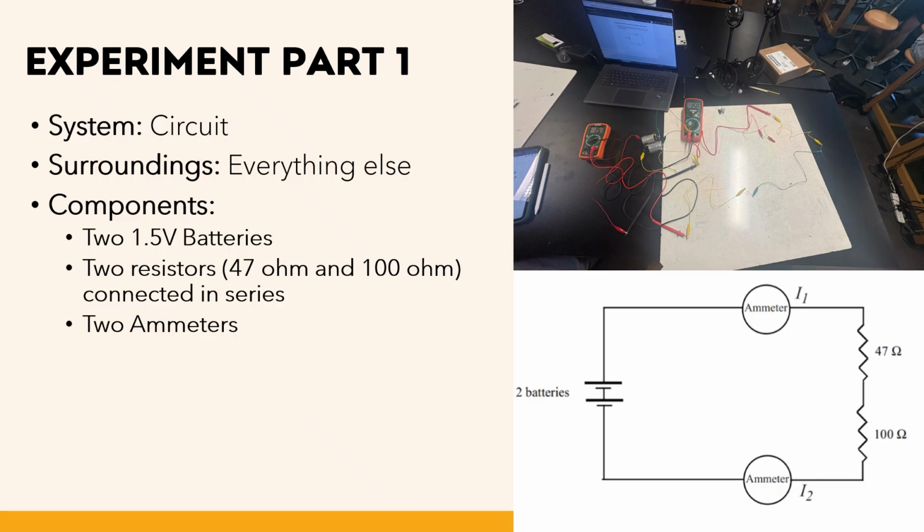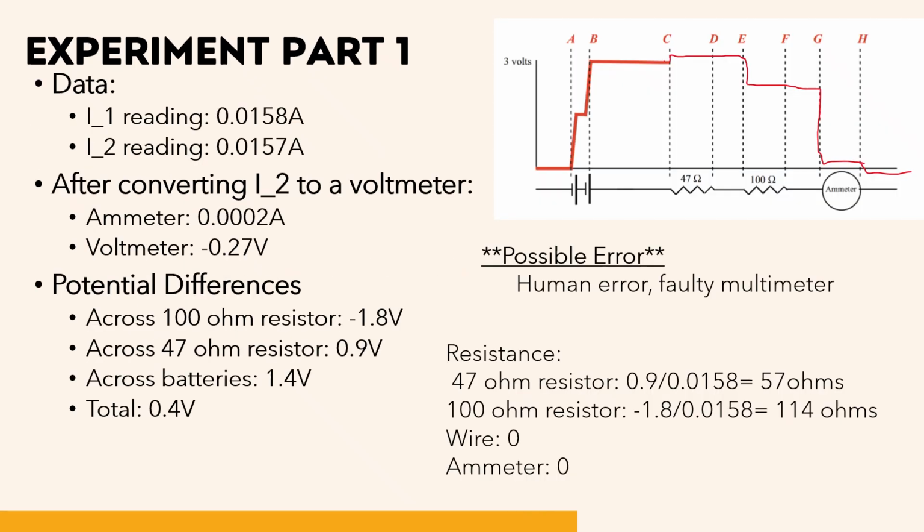Part one of the experiment: the system was a circuit, the surroundings were everything else. The components were two 1.5 volt batteries, two resistors, one 47 ohms and one 100 ohms, connected in series, and two ammeters. On the right is the circuit diagram and a picture of our circuit.